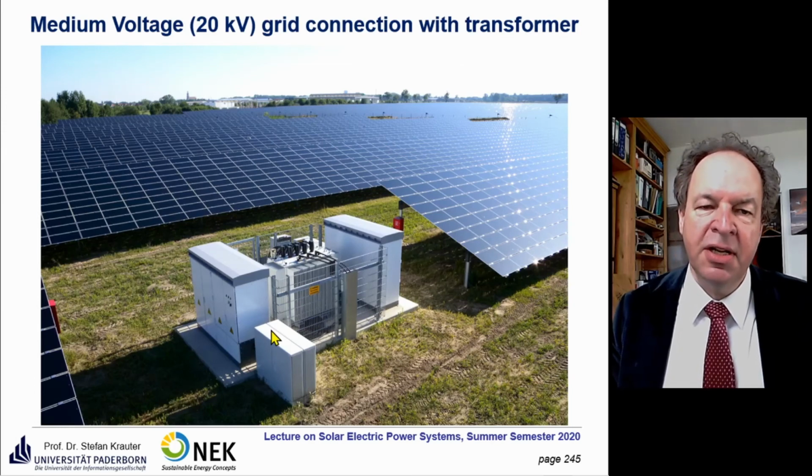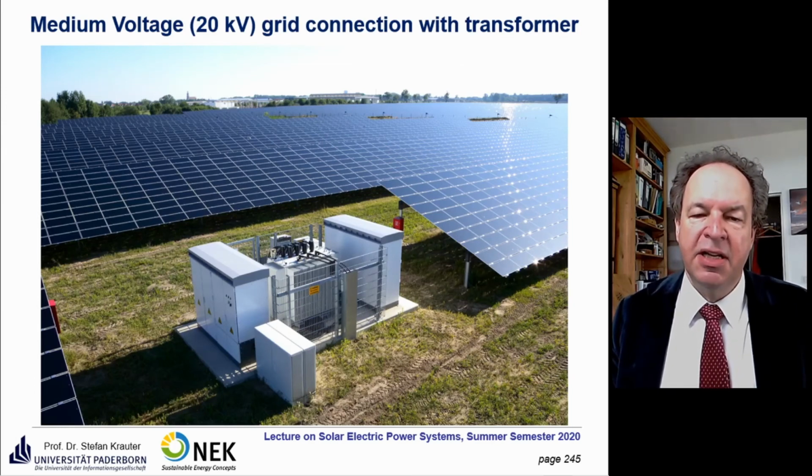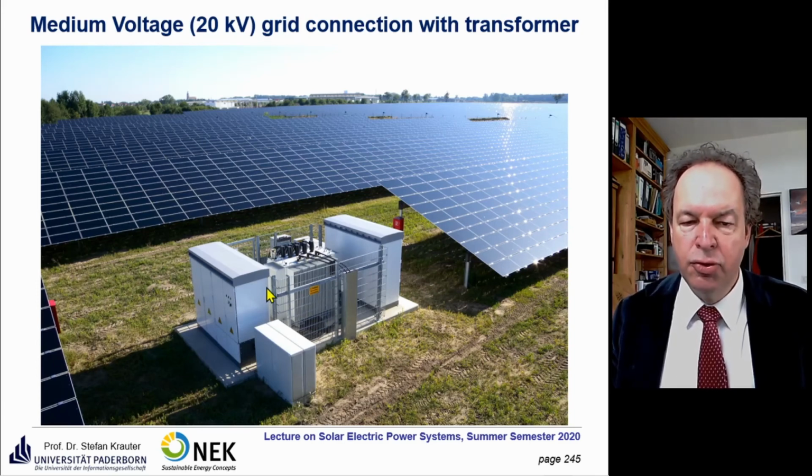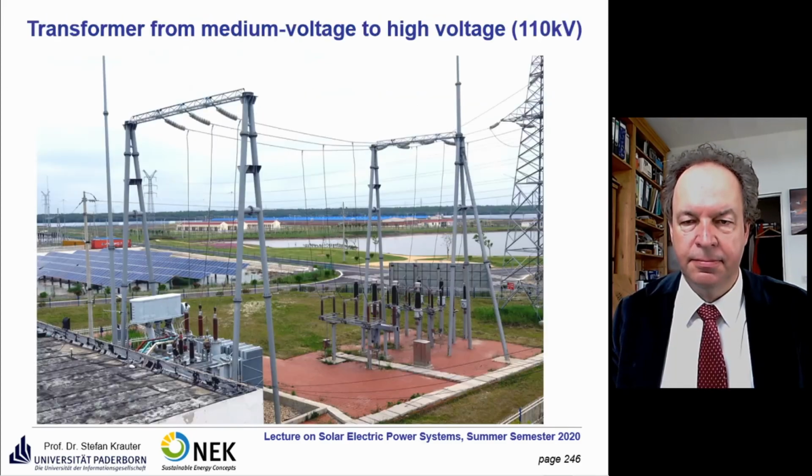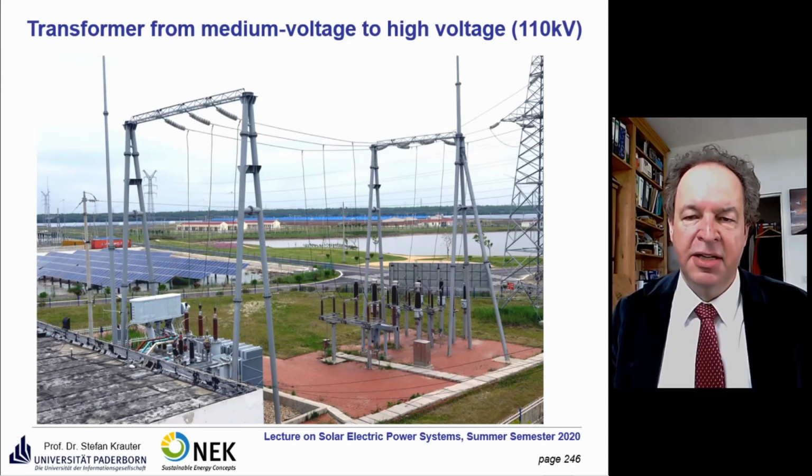Here are some pictures. You see a 20 kilovolt mid-voltage grid injection. Here you see a transformer. I told you usually the inverters have an output of maximum 1000 volts, but if you want to go up to 20 kilovolt, you should have an inverter and a transformer here to adapt the voltage to the medium voltage. Here's a high voltage, same, but at higher voltage, 110 kilovolt, at a Chinese 100 megawatt system.